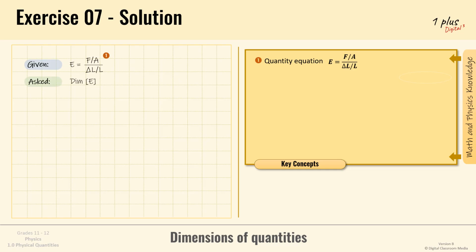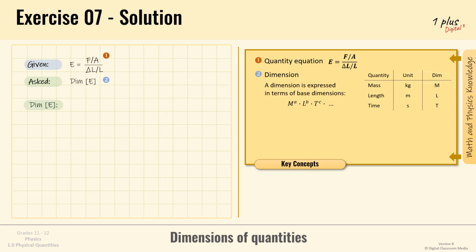Before we start, let us briefly clarify the term dimension. A dimension describes which base quantities a physical quantity is made up of. These are, for example, mass, length, and time. We write these as M for mass, L for length, and T for time. So a dimension has the form M to the power of a, L to the power of b, T to the power of c, and so on. Now we proceed step by step.